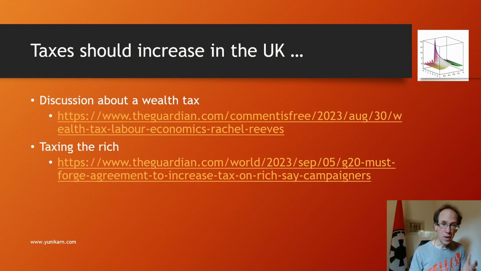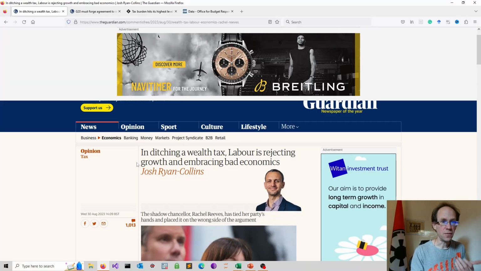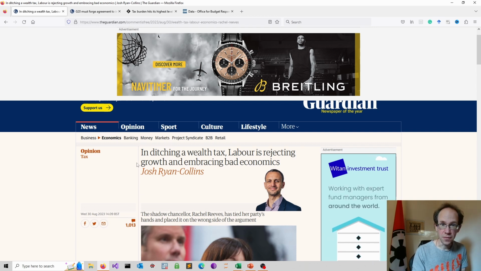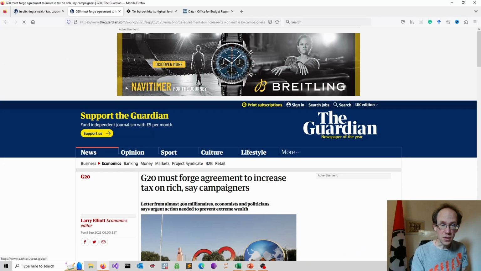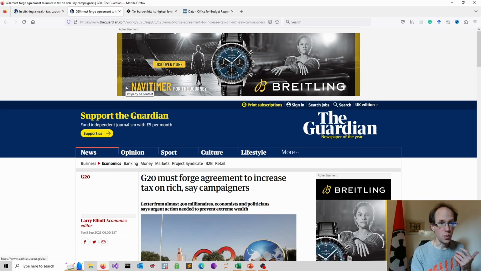There have been plenty of articles in the mainstream media arguing for higher taxes in the UK. These articles mainly focus on taxing the rich, or put differently, higher taxes on other people. Most articles explore wealth taxes, progressive income tax rates, or higher capital gains taxes.